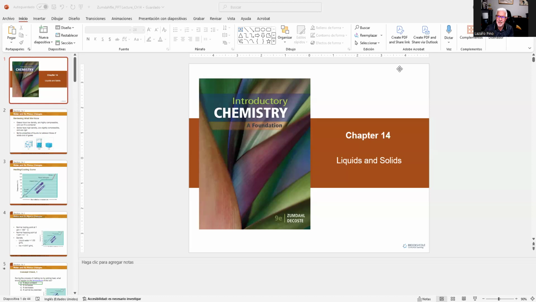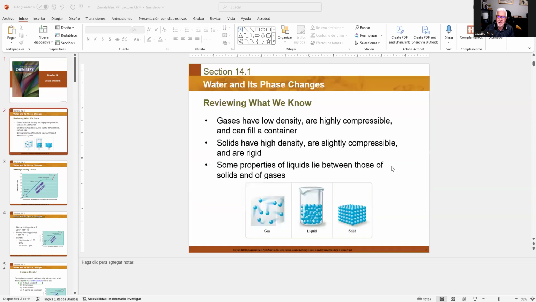Hello, dear students. Today we are going to see chapter 14 that is about liquids and solids. Well, we have studied already the gas, and today we are going to see the liquid and the solid.